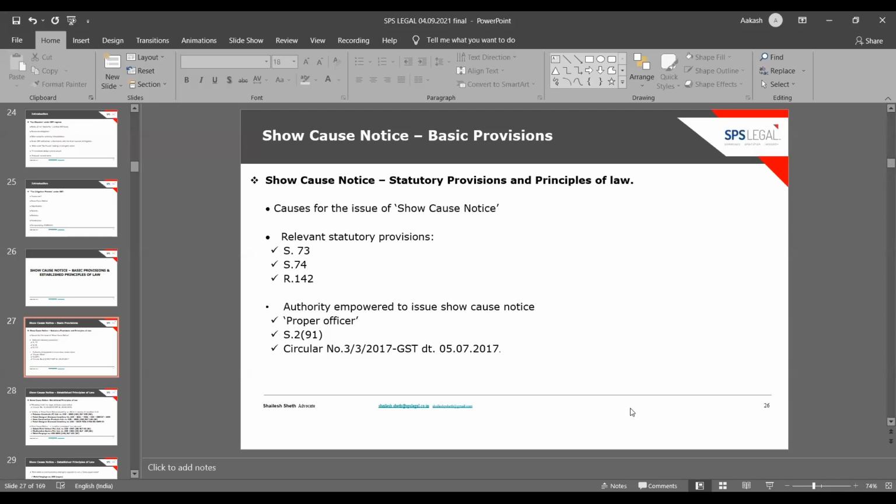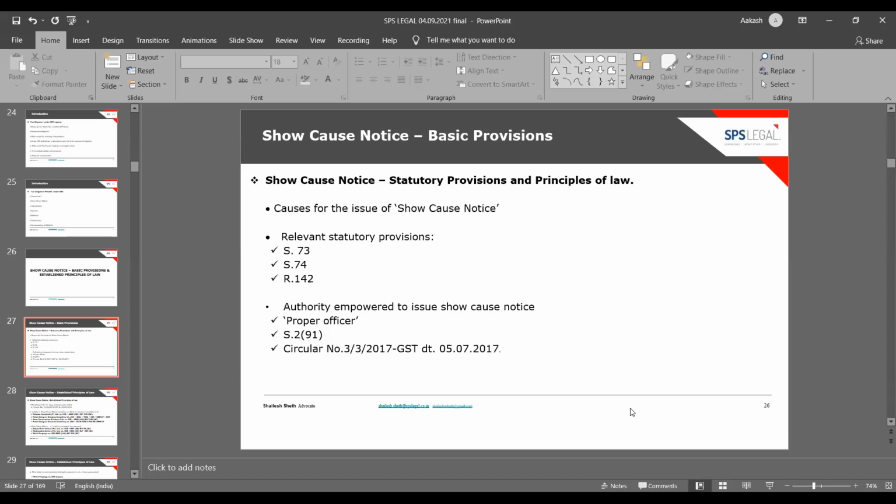By circular dated 5/7/2017, the board specified the proper officer for various provisions other than registration and composition under the Act, and they were assigned various functions, which included Section 73. This circular was amended thereafter by the circular dated 9th February 2018, whereby the board designated all officers up to the rank of additional or joint commissioners of central tax, including the superintendent, as the proper officer for issuance of the so-called notices and orders under various provisions of Sections 73 and 74.